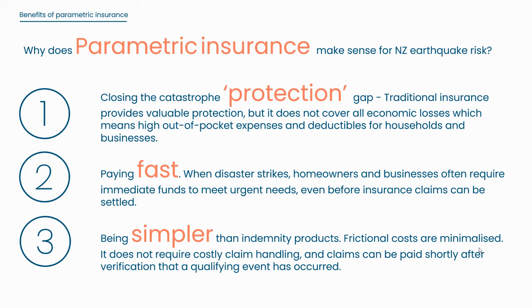Secondly is the speed of payment. Payouts for traditional indemnity-based insurance cannot occur until the conclusion of often lengthy assessor and loss adjustment processes. Since parametric insurance instead pays out based on an observed and independently measured event, payment can be made extremely quickly and often within days. Finally, parametric insurance policy wording is substantially simpler than traditional indemnity insurance contracts.